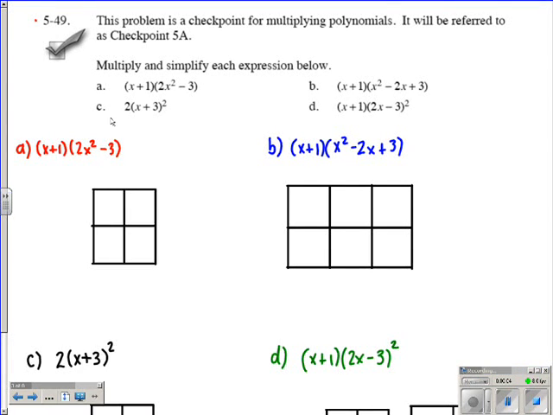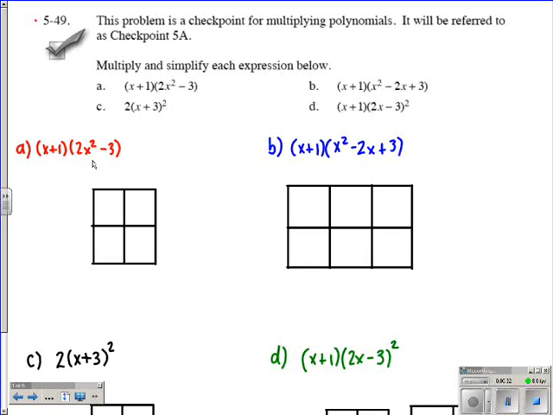Problem 549. This problem is a checkpoint for multiplying polynomials. It will be referred to as checkpoint 5a. The directions: multiply and simplify each expression below. Letter A, the quantity of x plus 1 times the quantity of 2x squared minus 3.